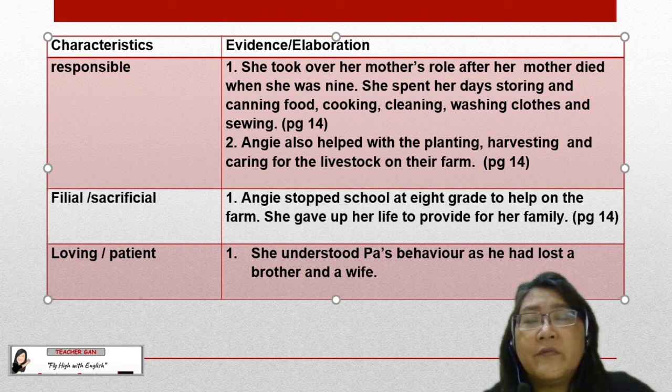Angie is also filial or sacrificial. Evidence: Angie stopped school at 8th grade to help on the farm. She gave up her life to provide for her family. And Angie is also loving and patient. She understood his past behavior as he had lost a brother and a wife.